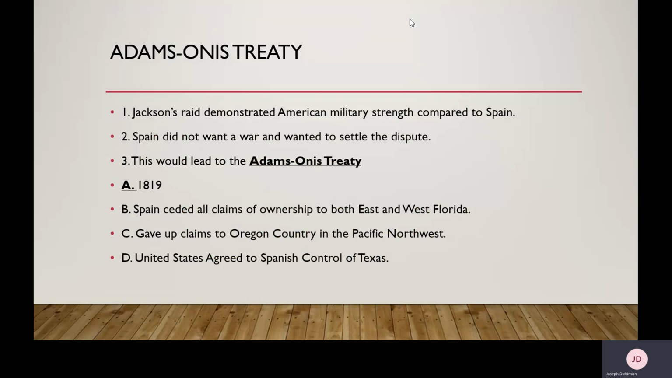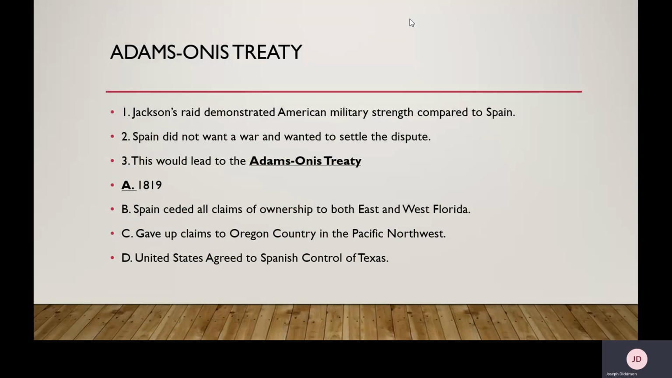Jackson's raid demonstrated American military strength compared to Spain. So we're just showing them once again, hey, we've got the bigger military, so you're really not the one to mess with. Spain did not want a war and wanted to settle the dispute. So this would lead to the Adams-Onis Treaty. These are some things that you need to know with the Adams-Onis Treaty.